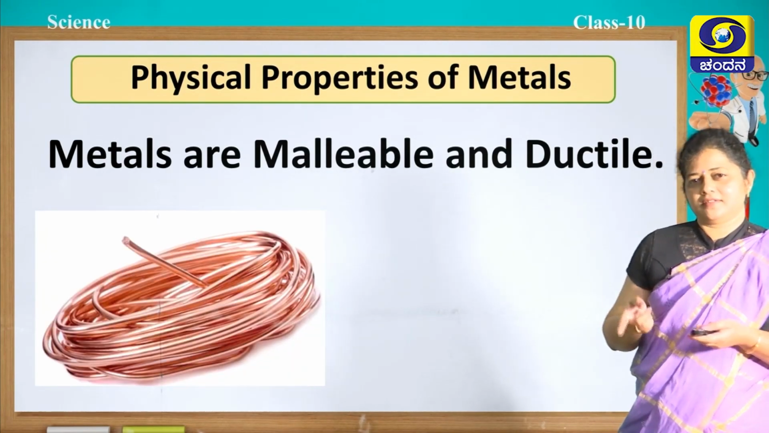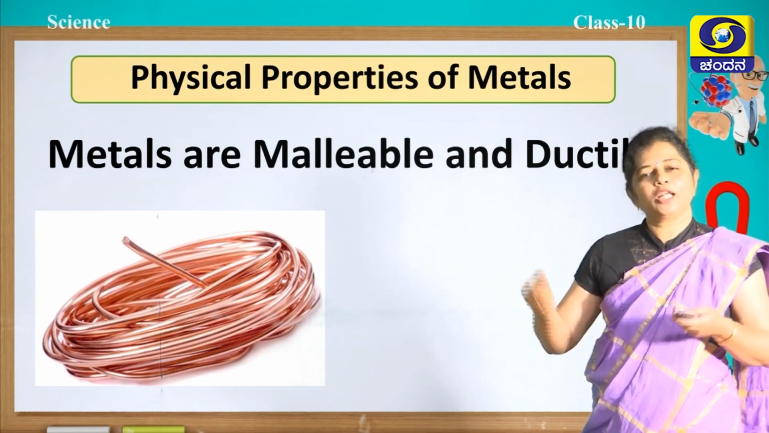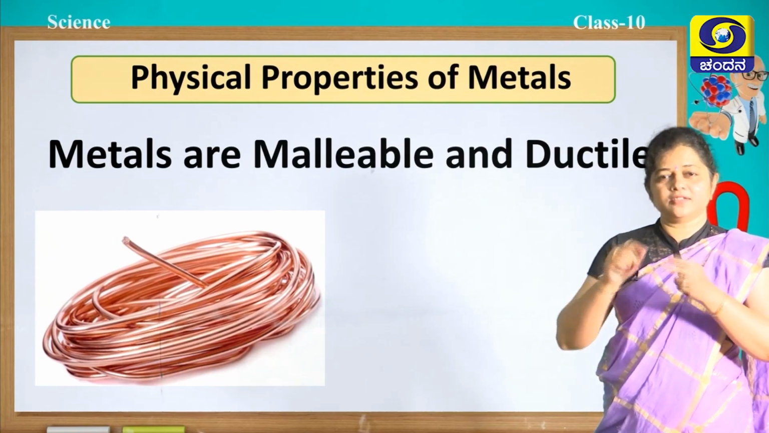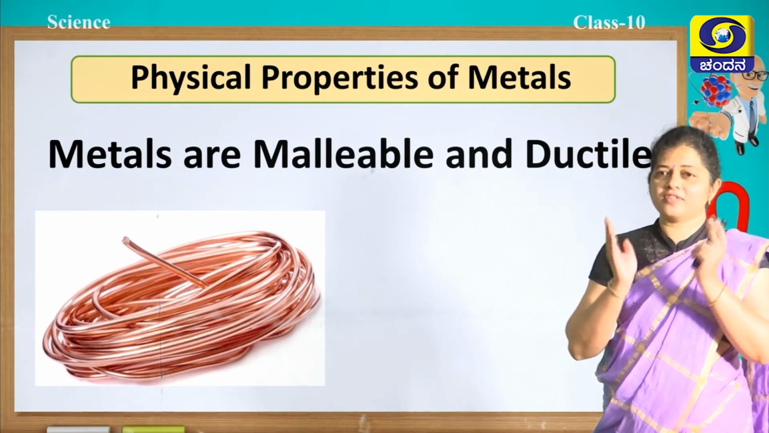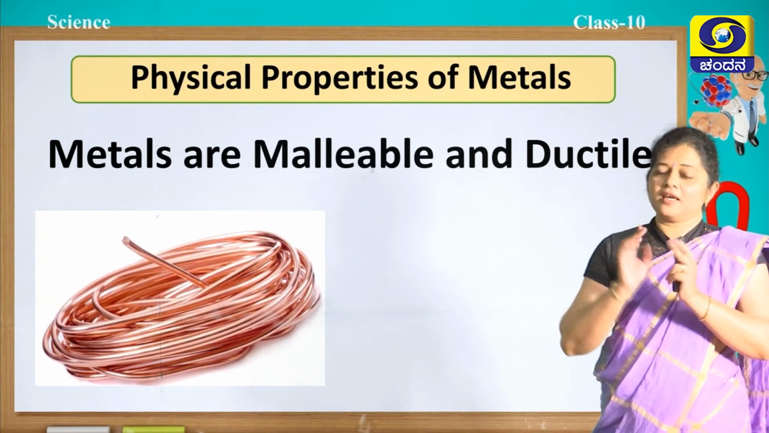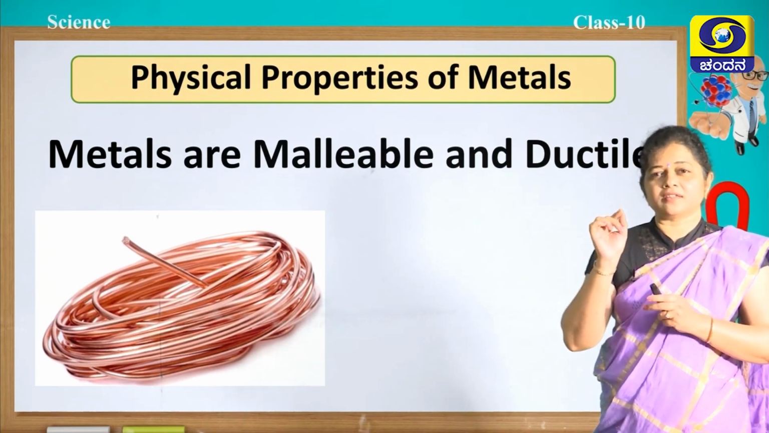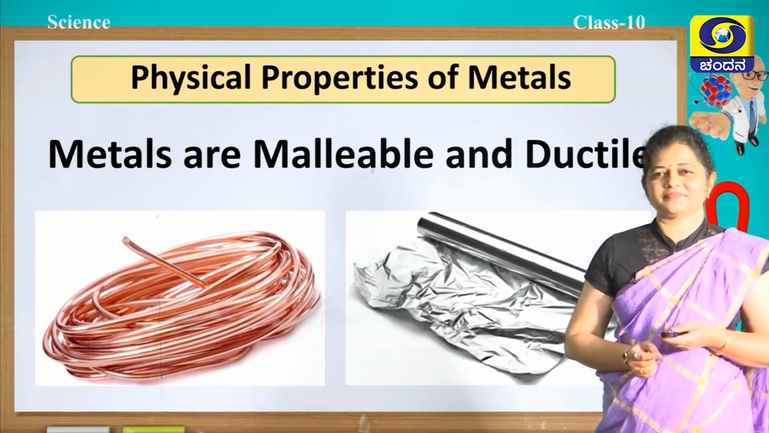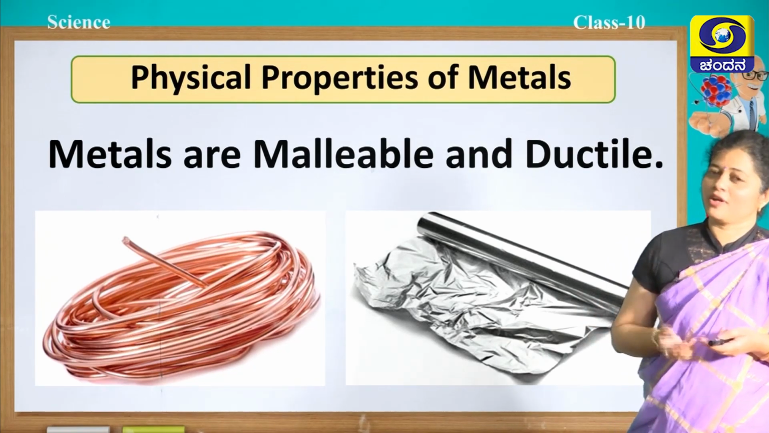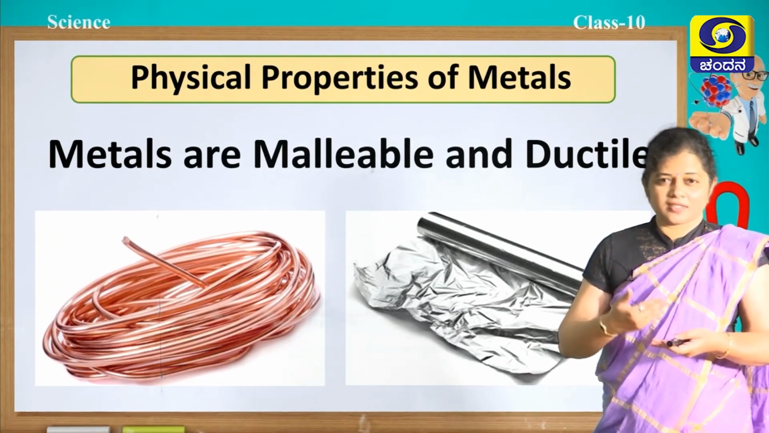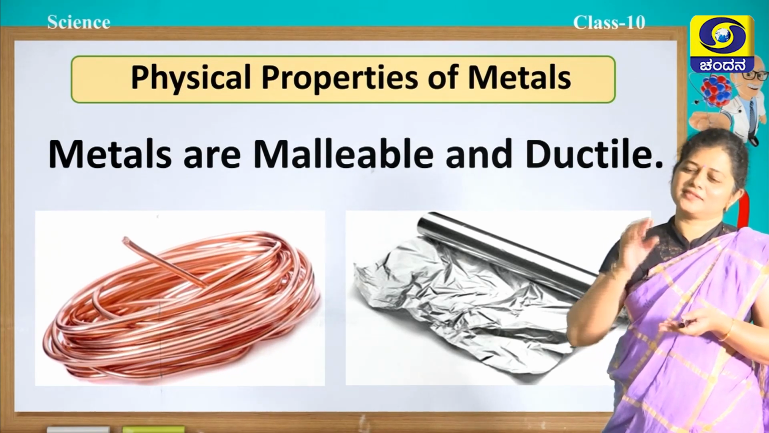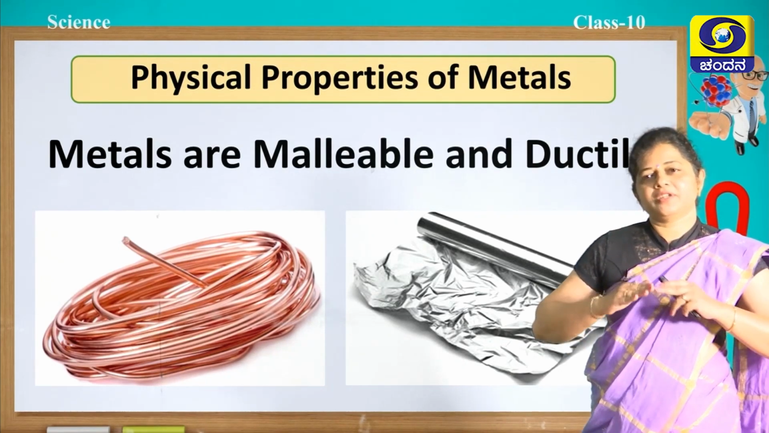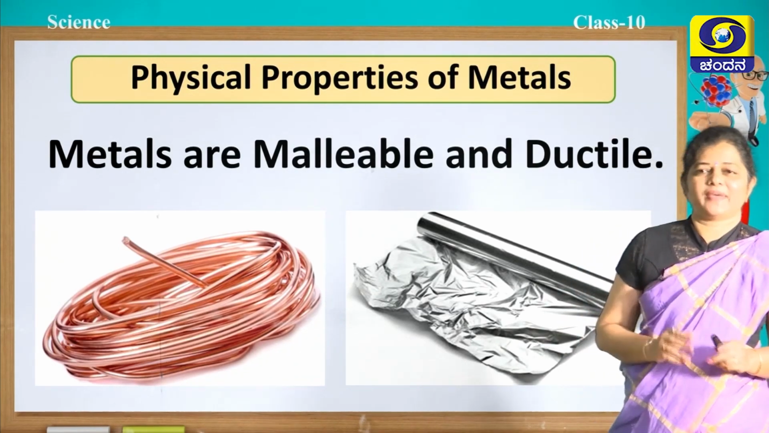Now, you can see here, this is a copper wire. So, it is a very thin copper wire. You have seen copper wires in electric wires, right? So, when you cut open that, you can see that above that there will be an insulation sheet. In that, you can see that the wire is very, very thin. So, that property is called ductility. And this is aluminium foil. All of you have seen that. They wrap your parathas or your chapatis in that. So, it is very, very thin. So, this property of the metals which allows it to be beaten into thin sheets is called malleability.